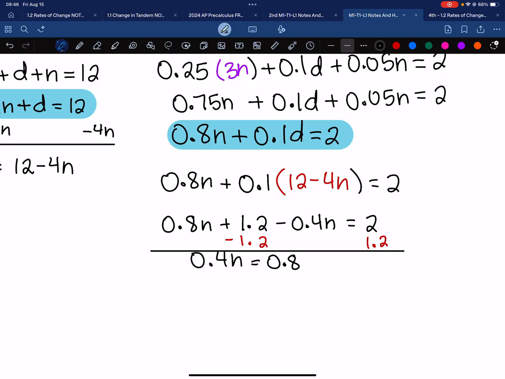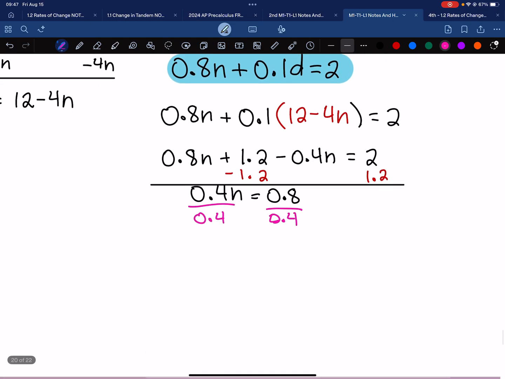Okay, from here, divide by 0.4 on both sides. And 0.8 divided by 0.4 is 2. So we solved for n.